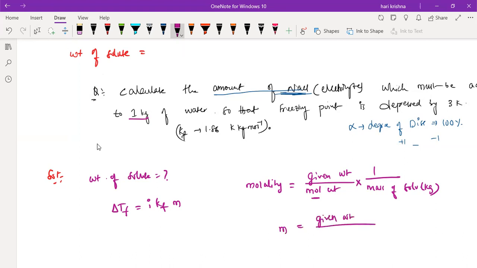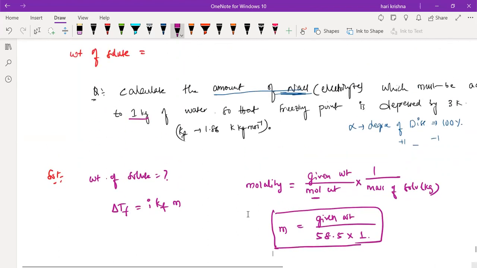given weight by 58.5 into 1 kg of solvent only, right? Yes or no? So in the place of molality, we'll substitute this: given weight by 58.5 into 1.